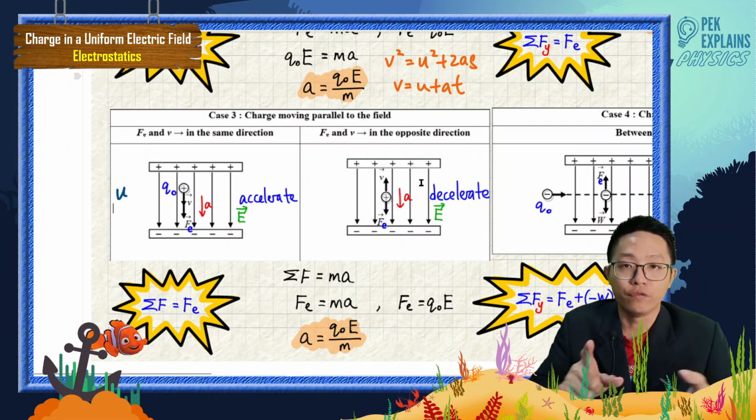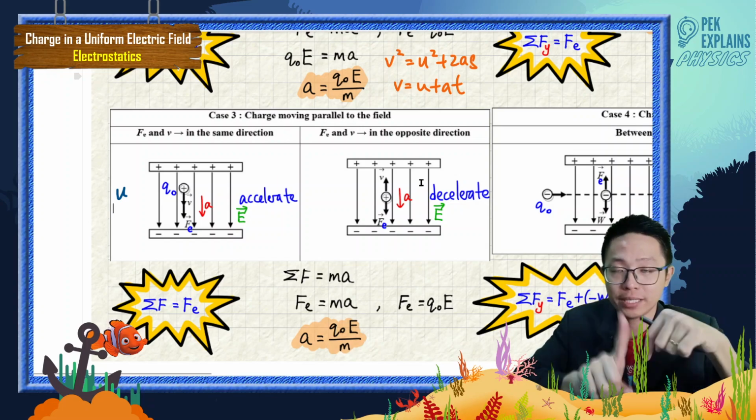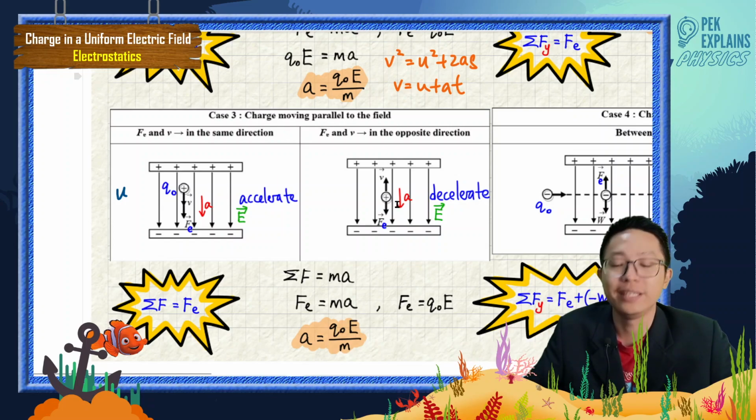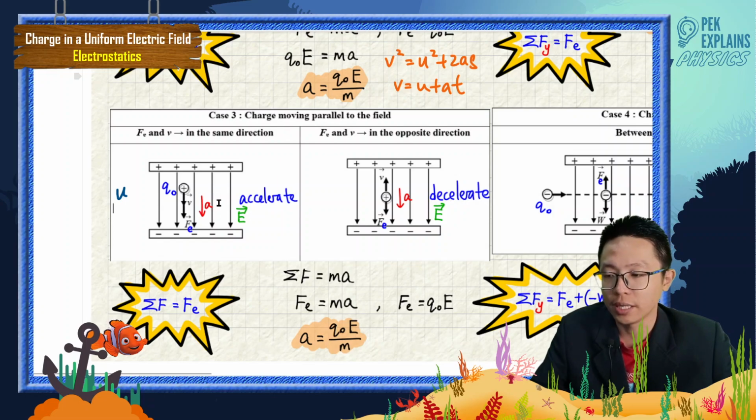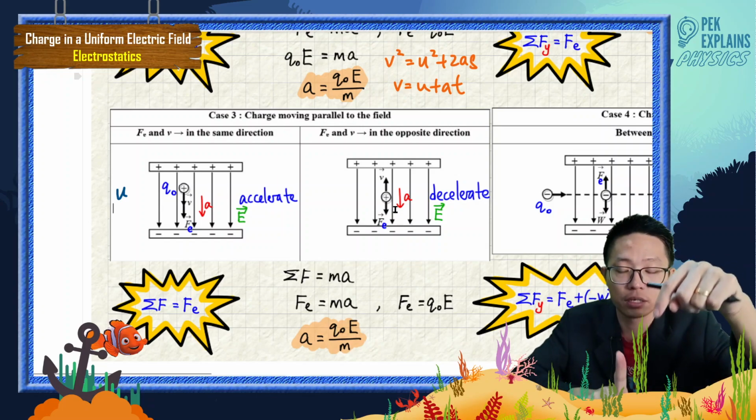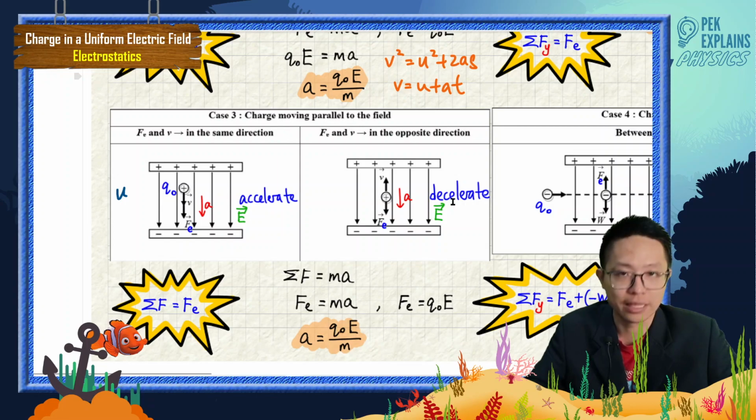So when V and A are in opposite directions, this object will decelerate. It's like you pressing the brake. When you're pressing the brake, you have friction going behind, opposing the motion. So this object will decelerate. Okay, so when velocity and acceleration are in the same direction, the object accelerates. When velocity and acceleration are in opposite directions, this object will decelerate.